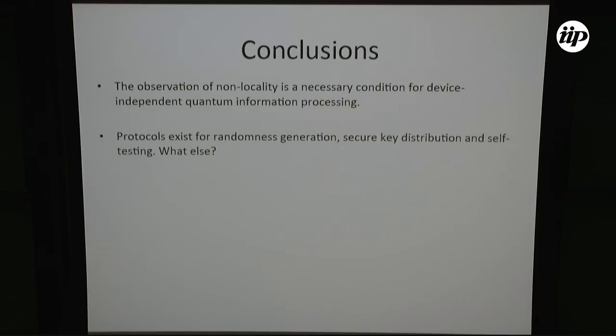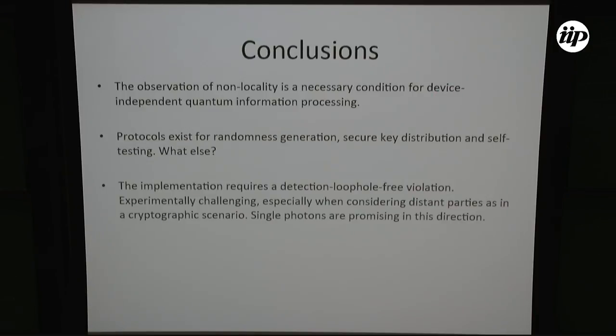Then I gave you tools to make information theory based on these boxes, and I briefly told you about how to make protocols for randomness generation and secure key distribution. Now, I didn't mention, but I think it's relevant for the discussion, that the implementation of these protocols is challenging. Already the implementation of standard quantum information protocols is challenging. The implementation of these protocols is even more challenging. It's possible, but it's challenging. So I think it's an interesting problem. We are working on that. For instance, we recently realized that the use of single photons might be promising to realize these protocols. I just want you to remember that the implementation of these protocols is challenging.